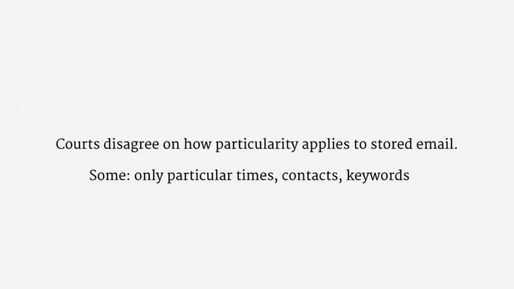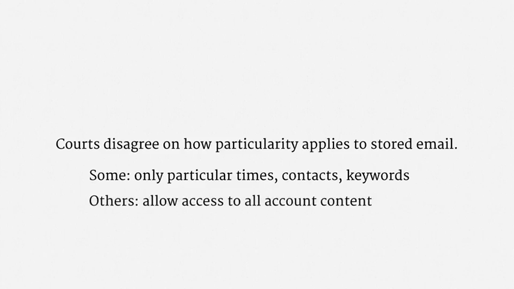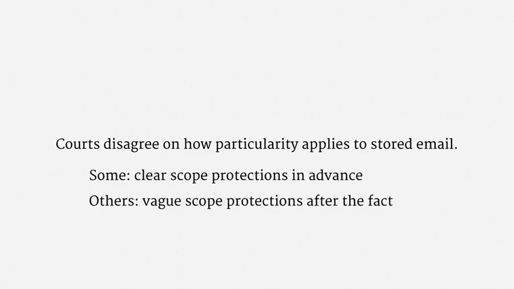Another view, held by some other courts, is that the particularity requirement is much less demanding. Those judges would allow police access to all of an email account's content. And then, maybe later, if the police hang on to some emails that are totally irrelevant to their investigation, then maybe there would be a Fourth Amendment violation. So, to put that all more succinctly, some courts impose clear scope protections in advance, while other courts would impose only vague scope protections after the fact.